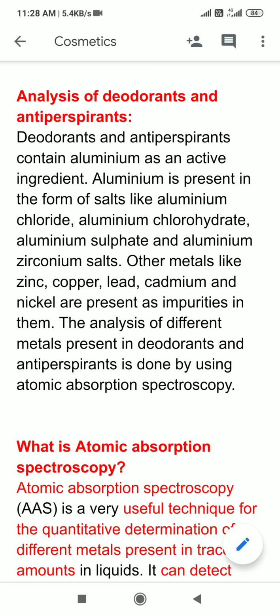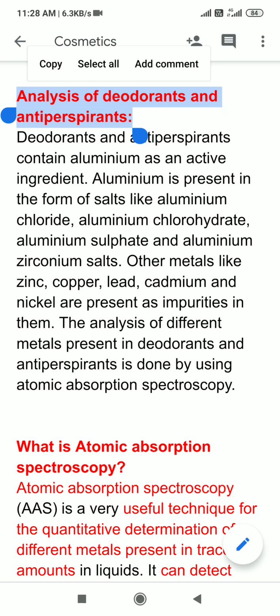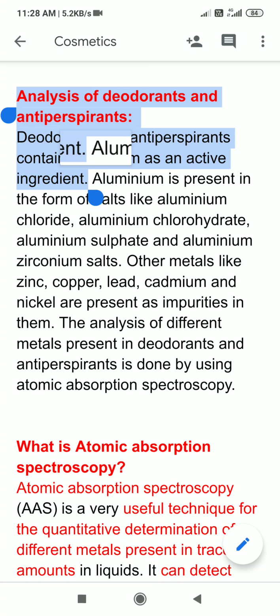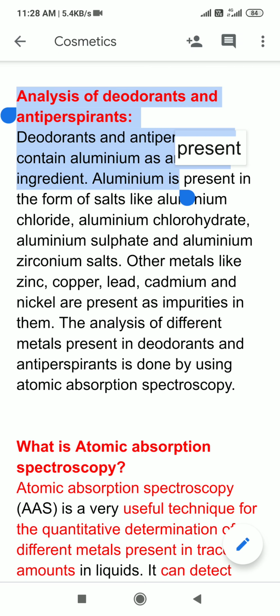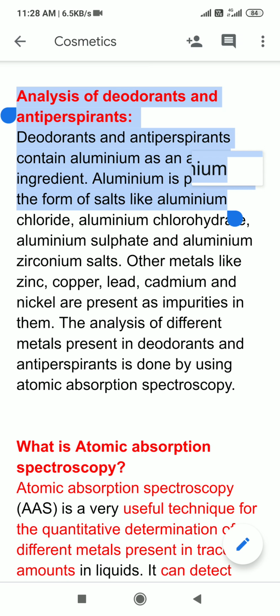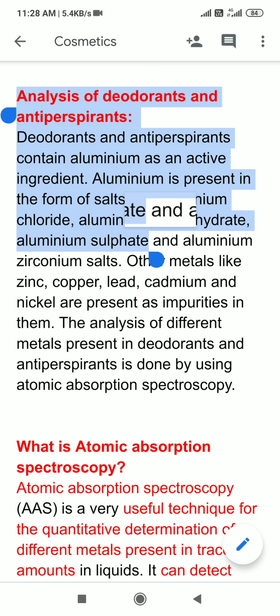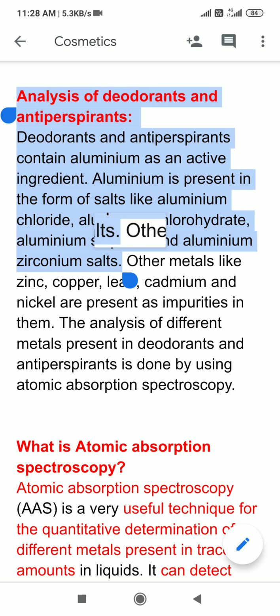So students, our today's topic is analysis of deodorants and antiperspirants. As we know, most of the deodorants and antiperspirants contain aluminium as their active ingredient, and aluminium is mainly present in them in the form of salts like aluminium chloride, aluminium chlorohydrate, aluminium sulfate, and aluminium zirconium salts.